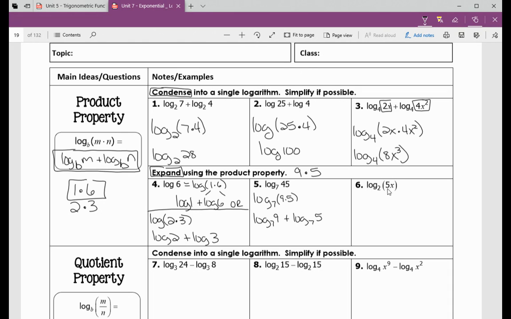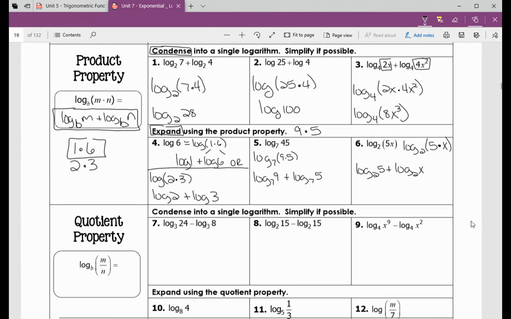Now in the last example, I have 5 times x. If you want to think of that with the multiplication dot, that's actually 5 times x, and then you can split that into 2 logarithms, log base 2 of 5 plus log base 2 of x. So we've done a couple of condensing and a couple of expanding, and these are basic ones. When we get finished with this page, we are going to go into combining all of them together.